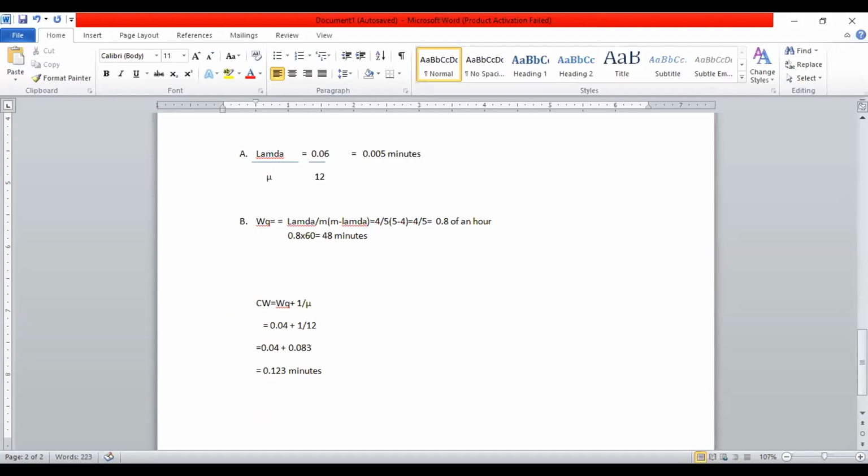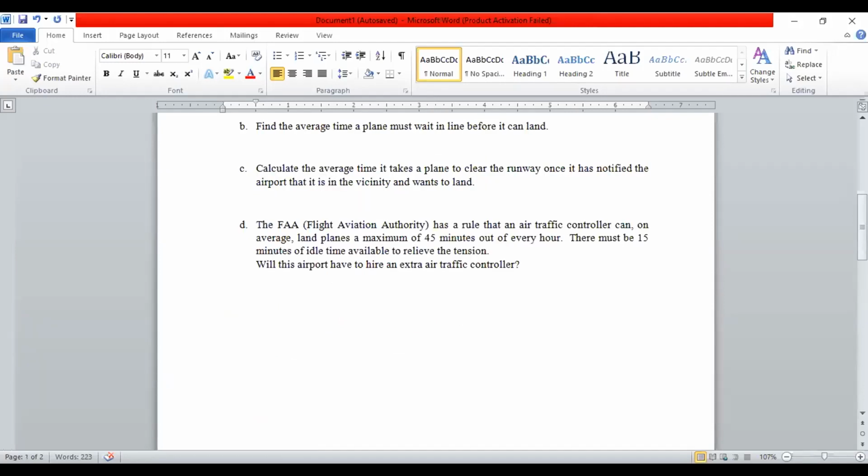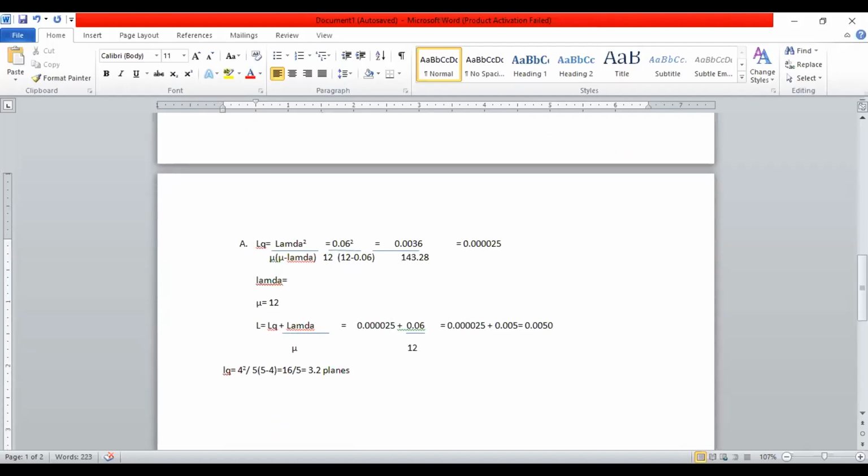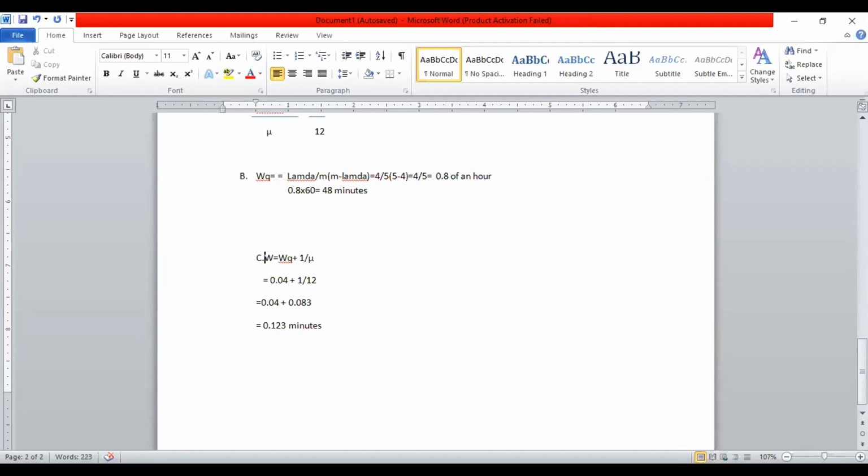What was part C? The average time it takes a plane to clear the runway once it has notified the airport that it is in the vicinity and wants to land. Good. So that would be W? Yes, that would be W. We're not going to do the last part because it's a bit more complicated for this section. I didn't do the last part either. It's a little bit more complicated than I had wanted it to be. So we will leave that part.